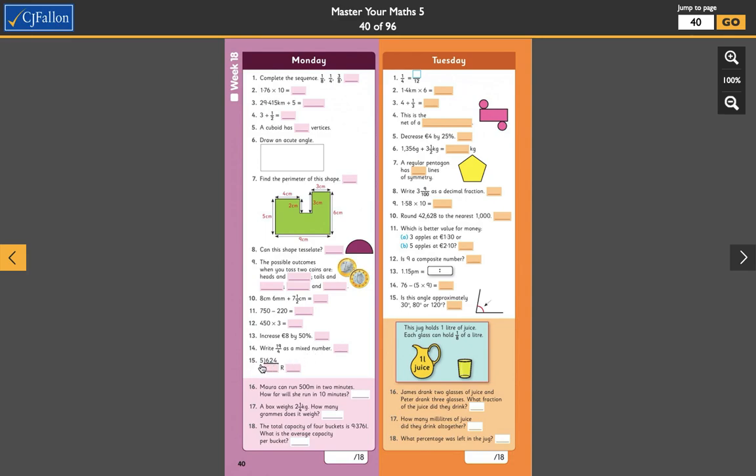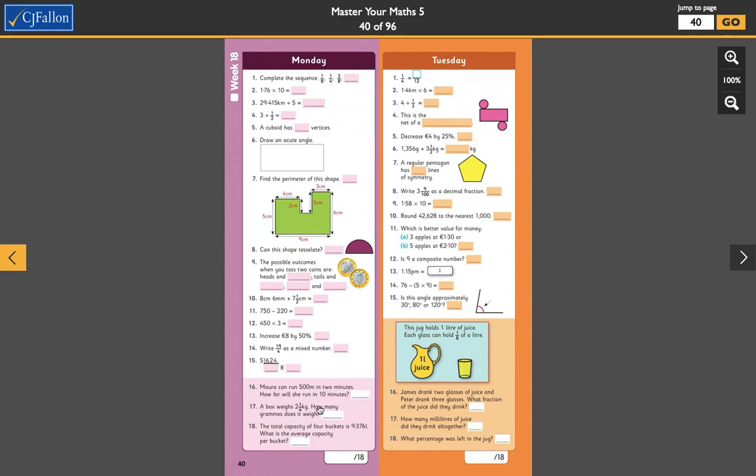Number 15, divide 5 into 624. Number 16, Maura can run 500 meters in 2 minutes. How far will she run in 10 minutes? So 2 minutes became 10. How? You multiplied it by how much? And when you find that out, you multiply the 500 meters by that and you'll know how much she ran.